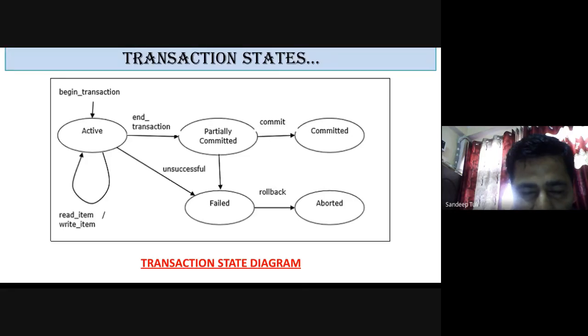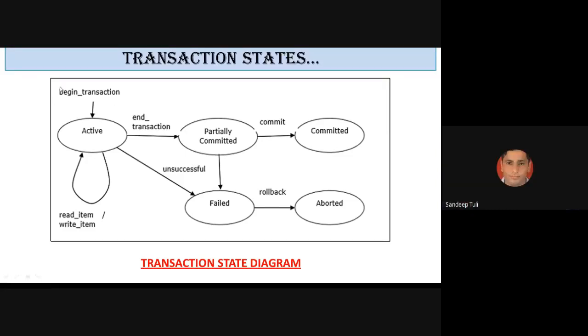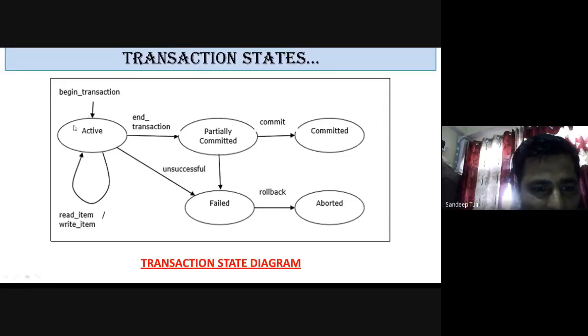It starts with begin transaction. When the transaction begins, it must be in the active state. Active means the transaction is now executing. While it is executing, it is in the active state, and during this state the transaction will be either reading or writing data items, as you can see in this diagram also.